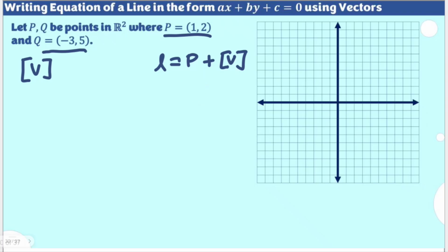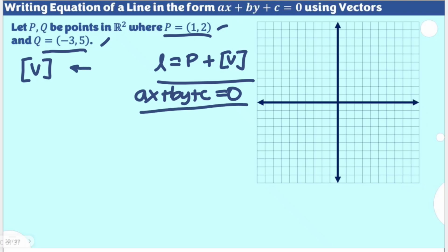This time, let's try to transform this into the form Ax plus By plus C equals 0. But we are not going to use the high school method of using the two-point form. We're going to use the vector, meaning we're going to pass through this before proceeding to this form.